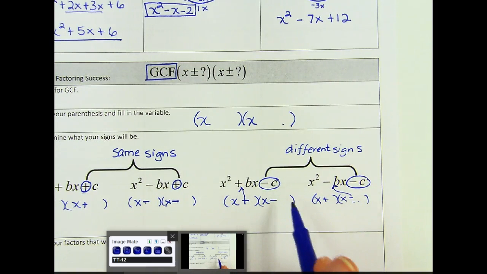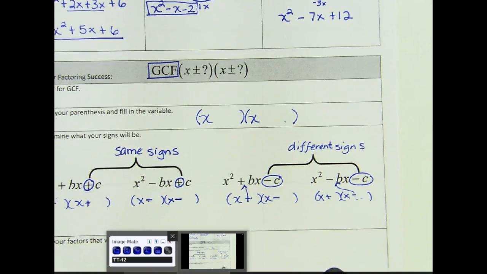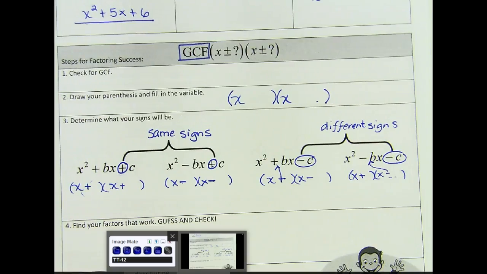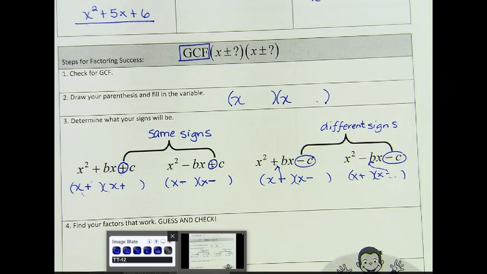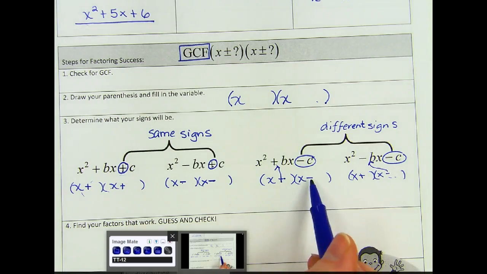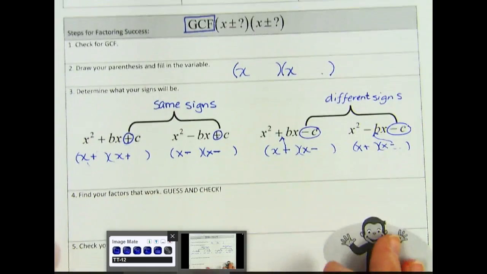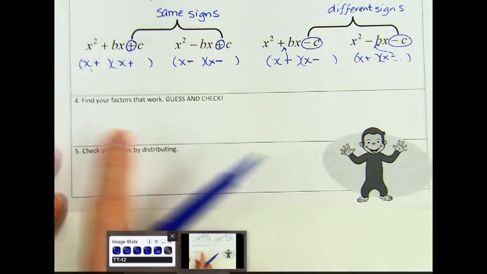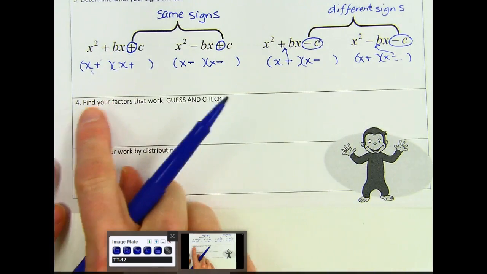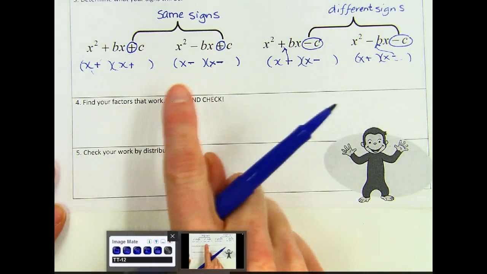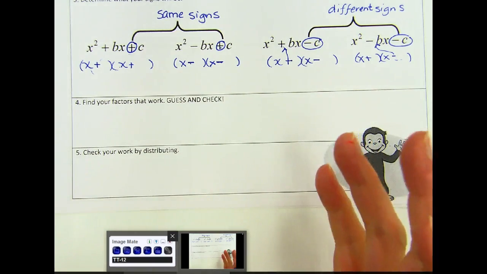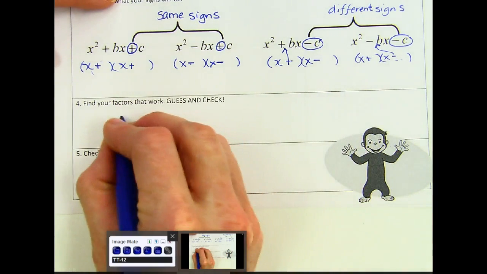Now I know that's confusing in the beginning, but before you watch this video, we actually played a game today. And in that game, we called it X's and O's. Well, when we figure out these signs, there is only one perfect combination that works. So if you go to number 4, it says find your factors that work. You guess and check. It's just like the X's and O's.